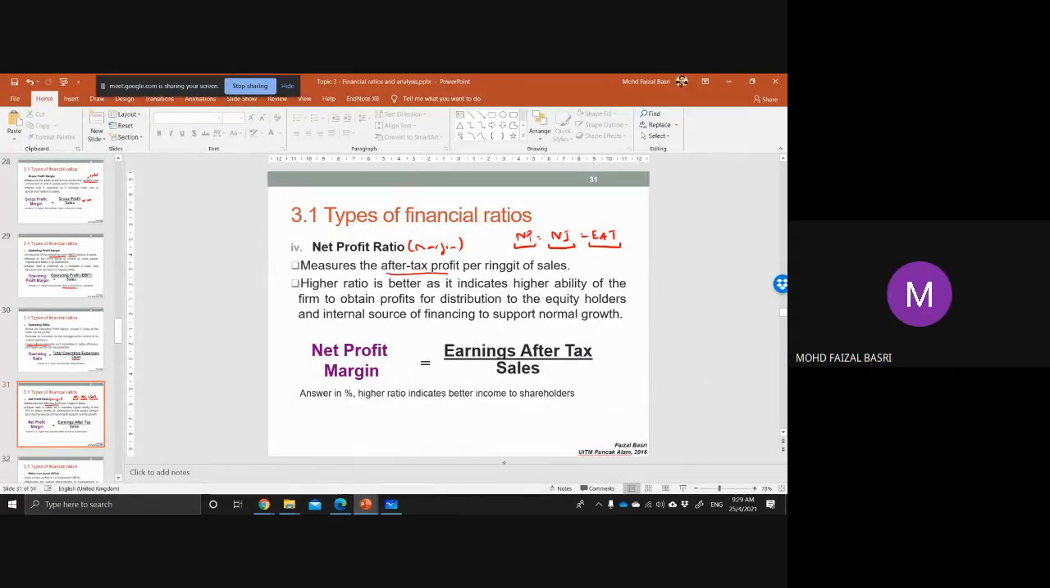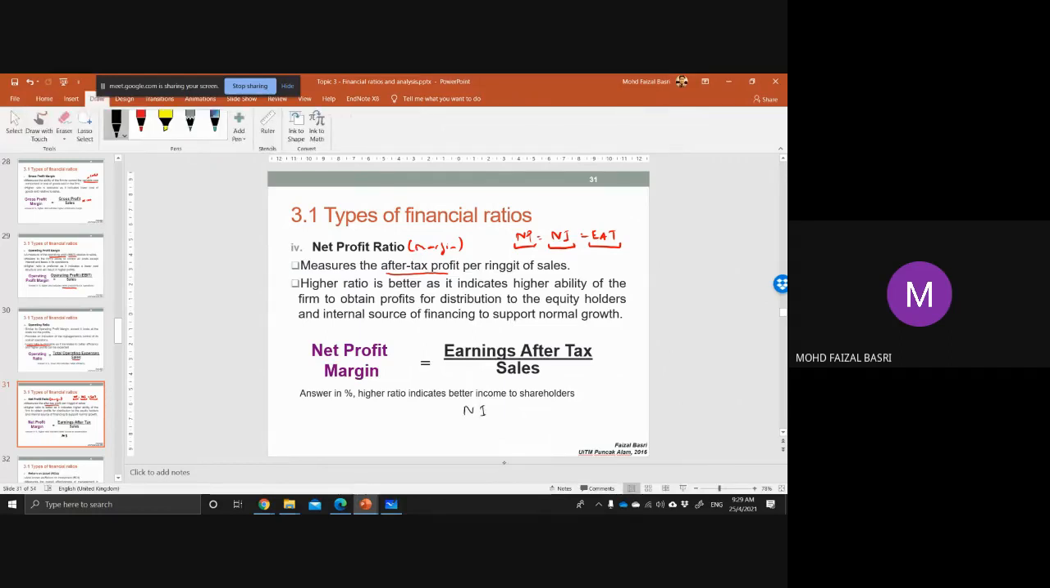Because if you recall what I said last week, once the company announces the net profit or earning after tax to the public, next they will declare dividends. So they will pay dividends to the shareholders, and the rest of the money they will put under retained earnings. Okay, where is retained earnings? It's in the income statement.